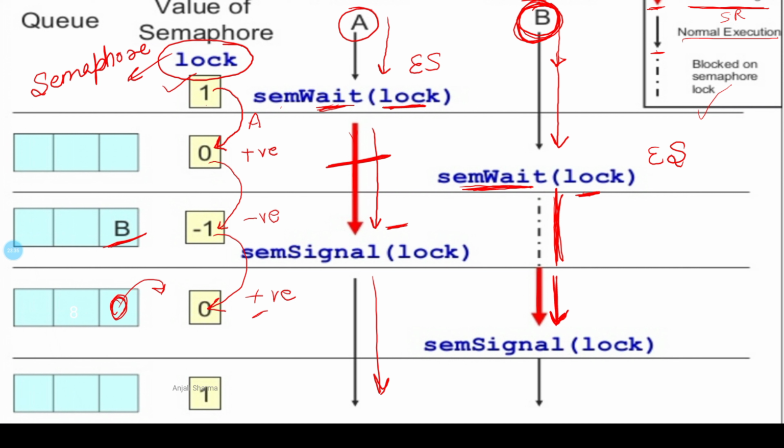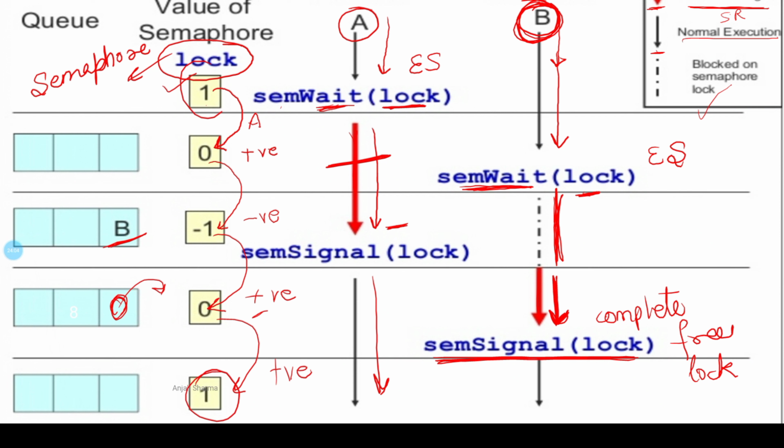and process A resumes its normal execution. And now when process B completes its critical section, it will free the lock. Why? So that any other process can get into its critical section. So in order to free that particular lock, it will perform the signal operation again, and by performing the signal operation we will resume the initial value, that is 1, which was initialized originally. So that is the process of providing mutual exclusion with the help of semaphores.